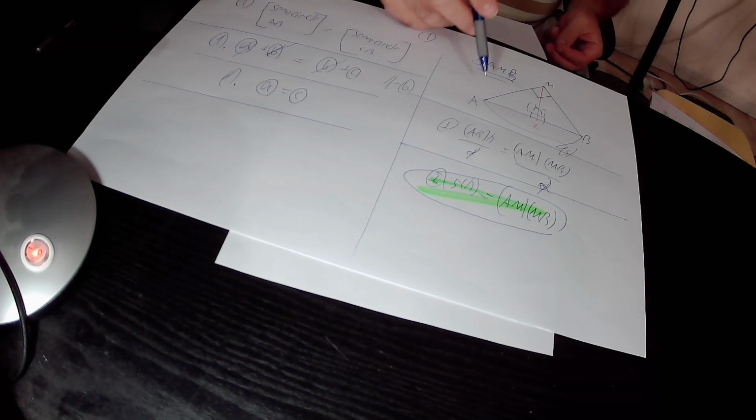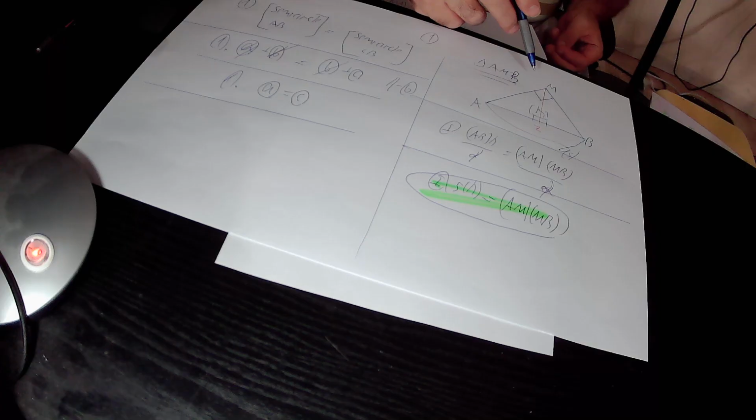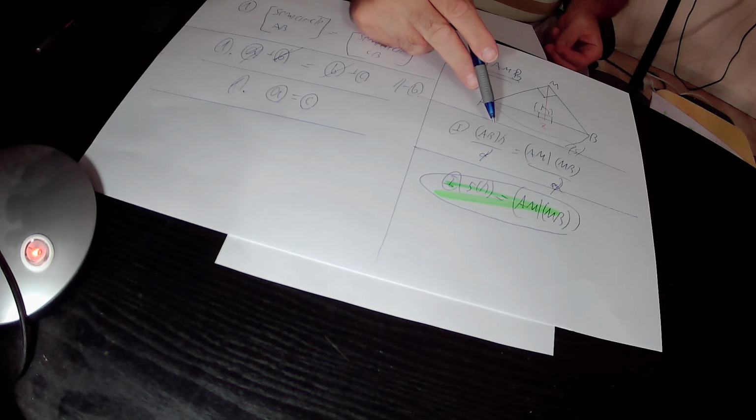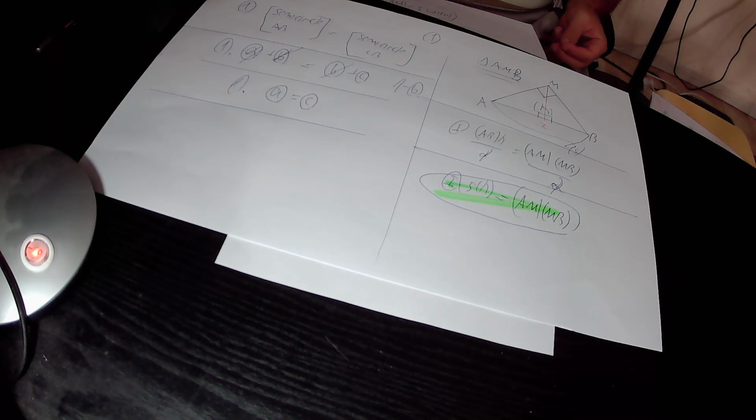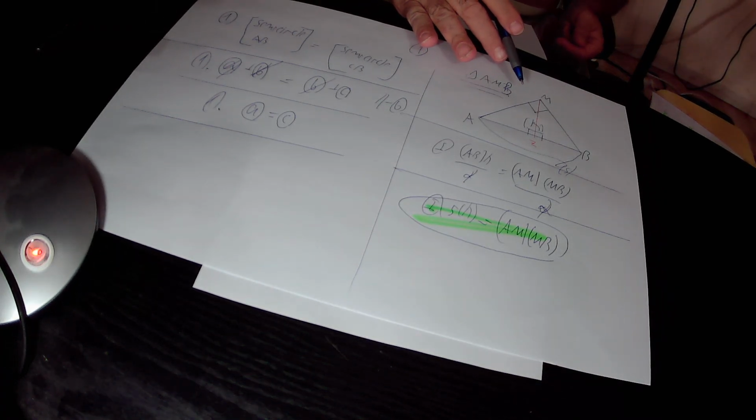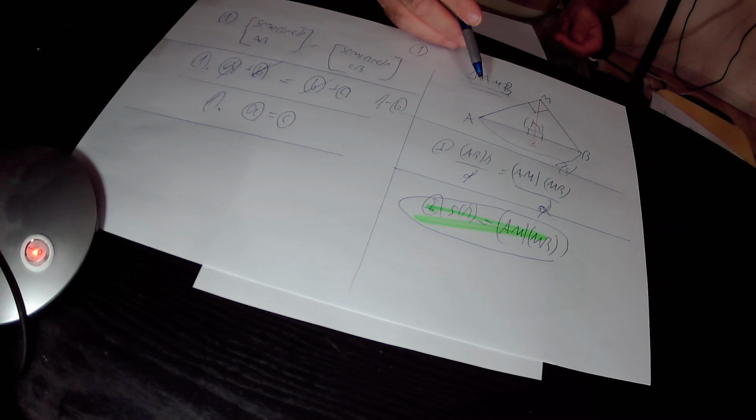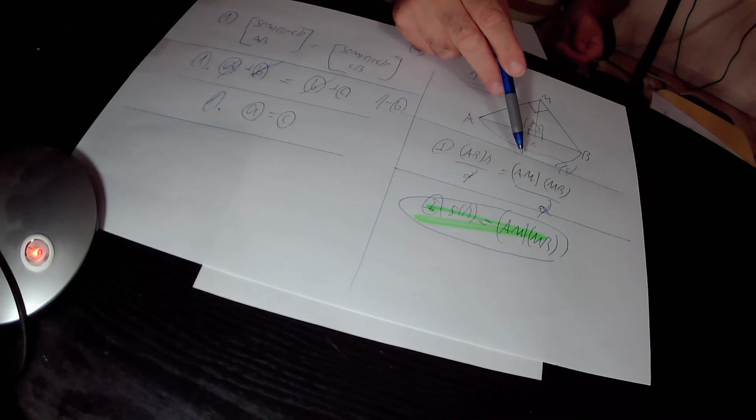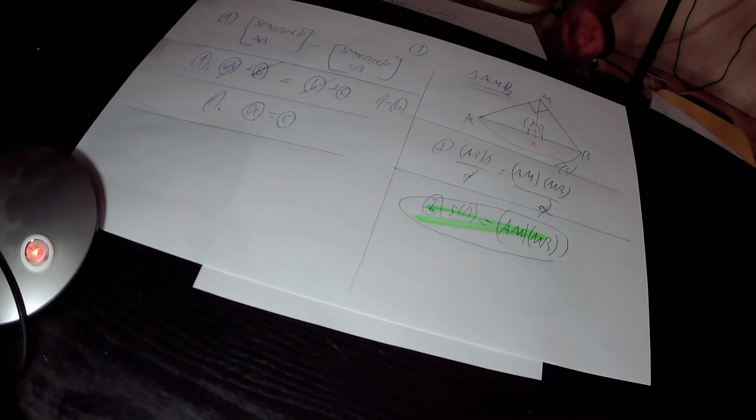The area of this right triangle AMB equals the base AB times the height H over 2. Then we calculate the area of this right triangle AMB according to the second method. The area of this right triangle also equals the base AM times the height MB over 2.